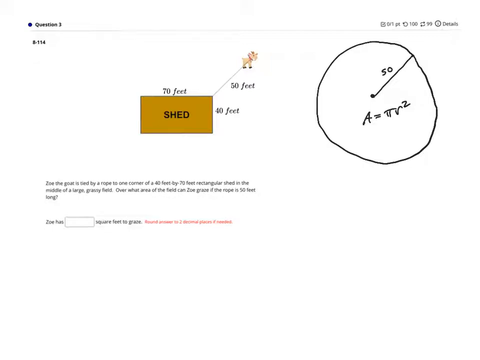So if Zoe goes around this way, her rope will wrap and she'll run into the shed because 70 feet is longer than 50 feet. If Zoe goes around this way, then there's going to be some rope left over here at the end, and then the rope will wrap around again so that it looks like that. Now, this part here is just 1/4 of a circle. Since the rope is 50 and the side of the shed is 40, the length of this side, or the radius of this little circle here, will just be 10.